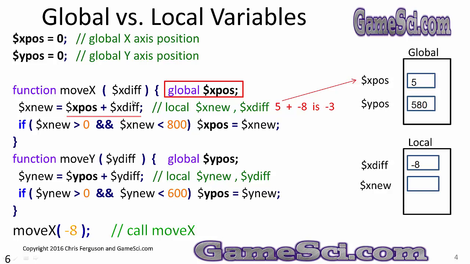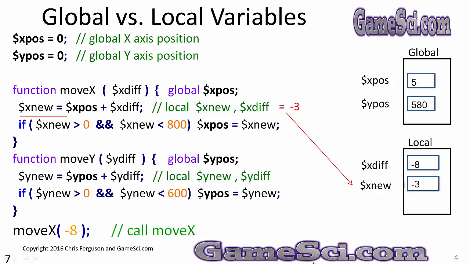It will then use the local value of x difference, which is minus 8, and it will calculate the value of minus 3. This equation is using one global variable, x position, and one local variable, x difference, and calculating a minus 3. One of the reasons it's doing that is it wants to figure out whether this is a good move or not. A video game has a coordinate, an x and a y axis.